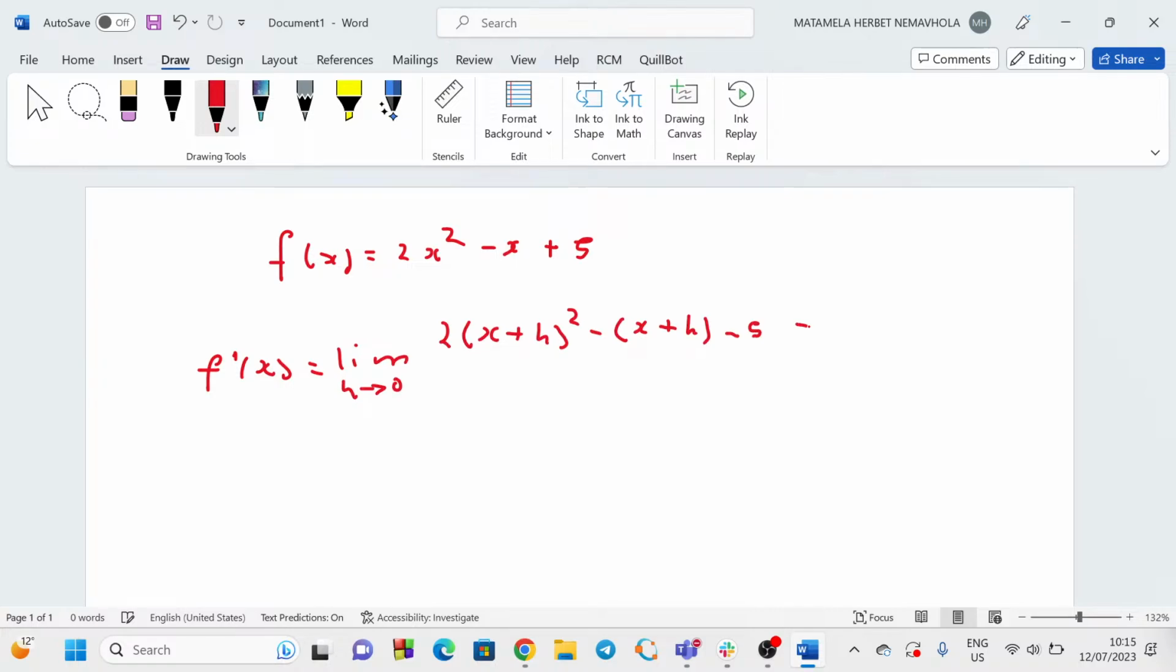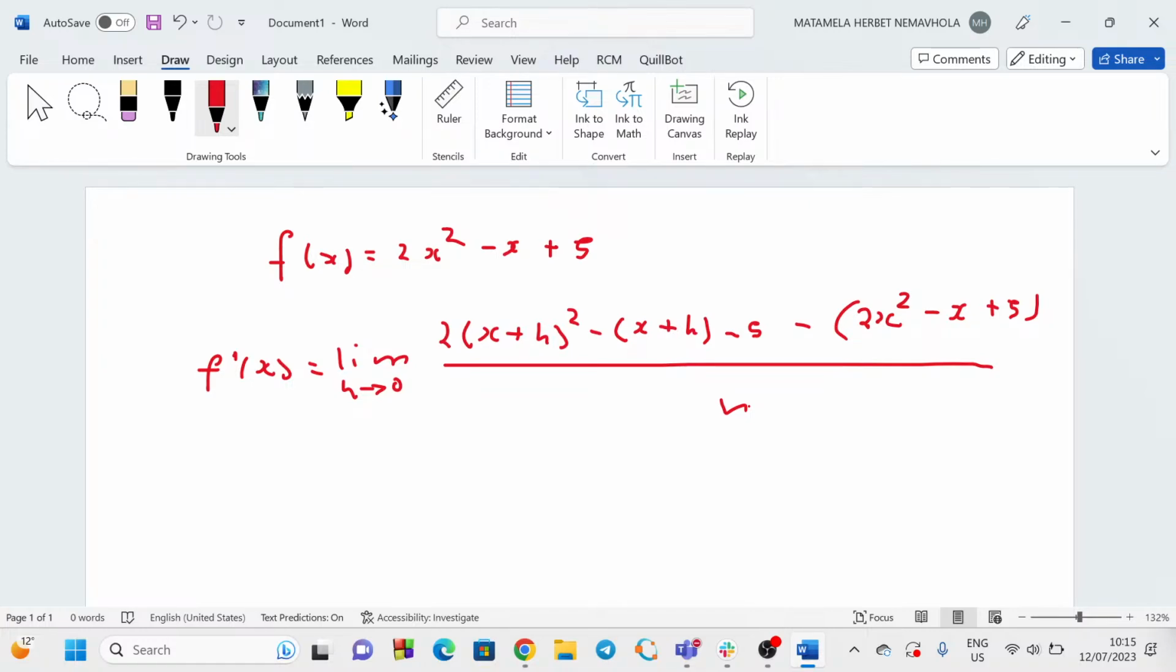When I say f of x, I'm going to say brackets 2x squared minus x plus 5, over h. So if you have noticed here, check the way I've written this equation. Where there is x squared, I substituted x plus h. Where there is minus x, I say minus, I substituted x plus h. Where there is plus 5, I said plus 5 again.